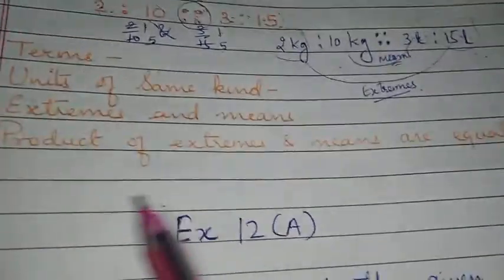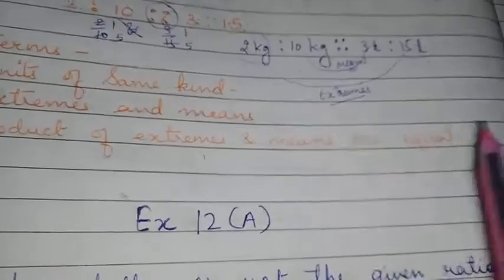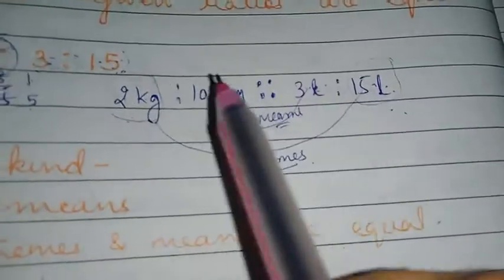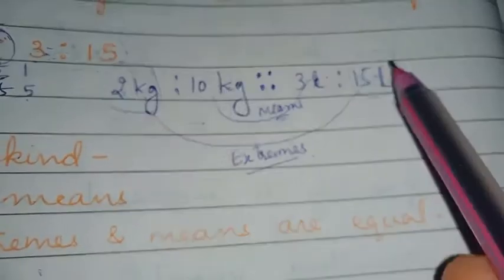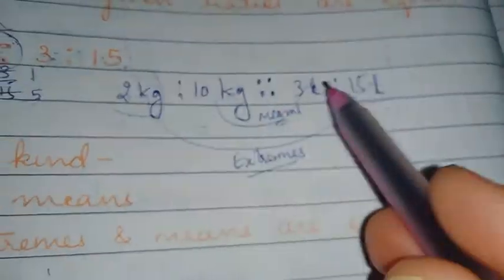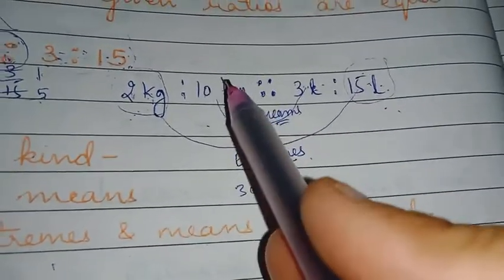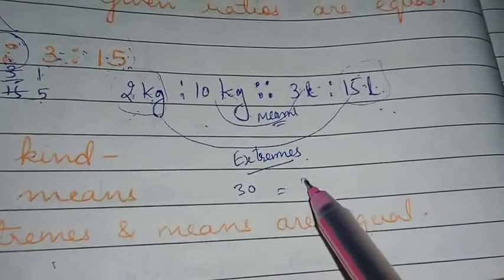Then the very important result is that the product of extremes and means are equal. Means product of extremes: 2 15s are 2 into 15, 30, and 10 into 3, again 30.